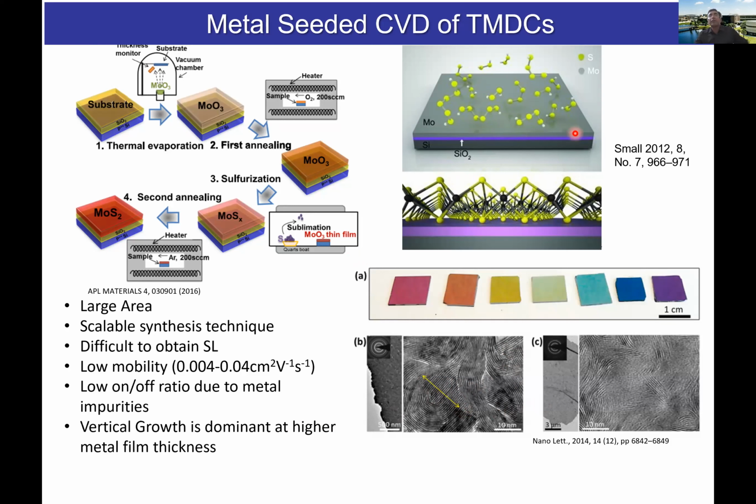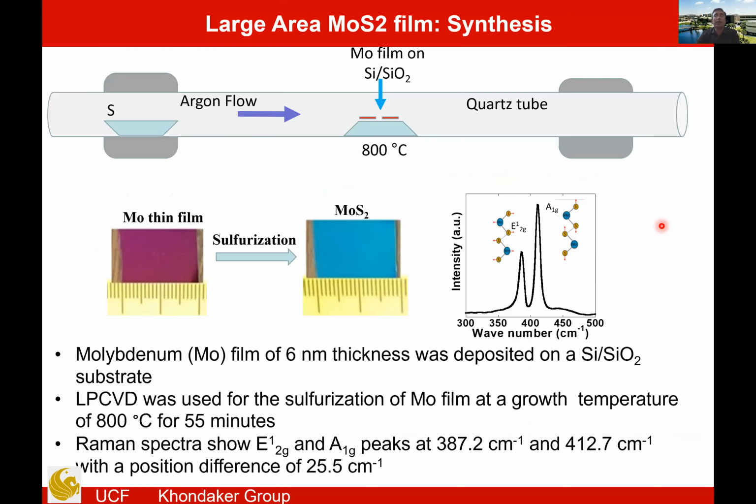The good thing is that you can have large area, scalable synthesis, and you can vary the initial film thickness to get different thicknesses of molybdenum disulfide. Here is something that we have done. Molybdenum film, after sulfurization, changes color obviously, and you look at the Raman and you get these key signatures.